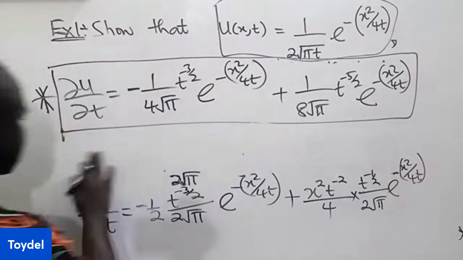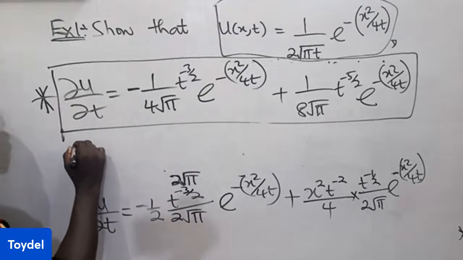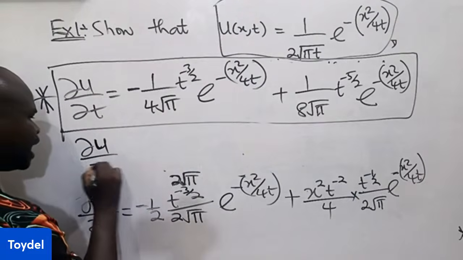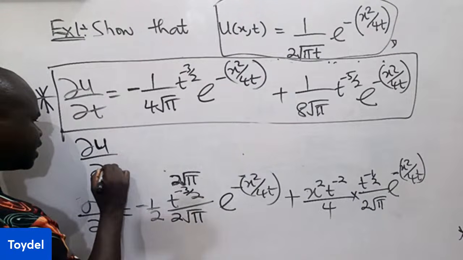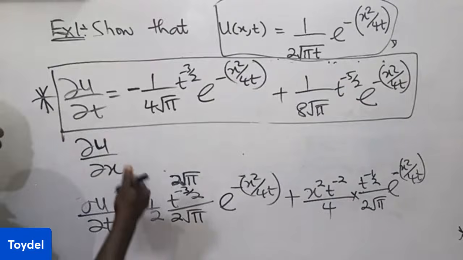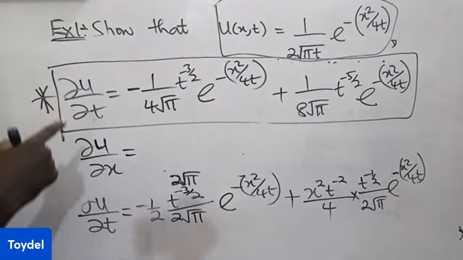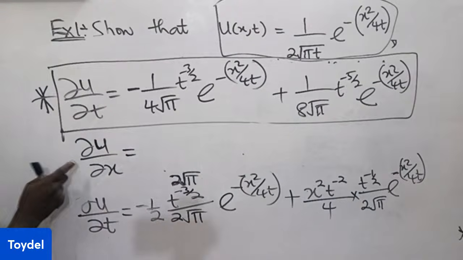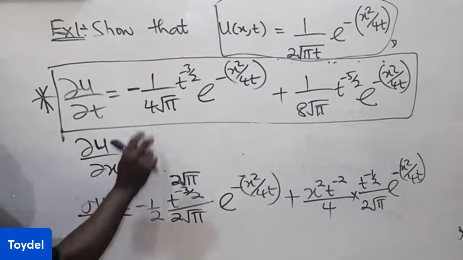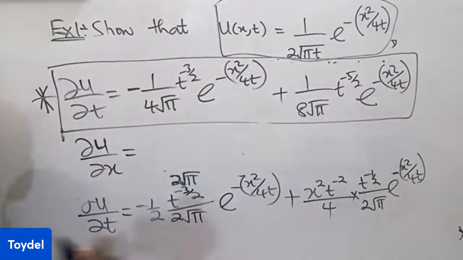So now we want to find the value of di u di x. This is the first one. When we find the value of di u di x, we now go ahead and find the second derivative, di square u all over di x squared. If the value of di square u all over di x squared is same thing as what we have gotten there, then we have been able to show that the equation is equal.